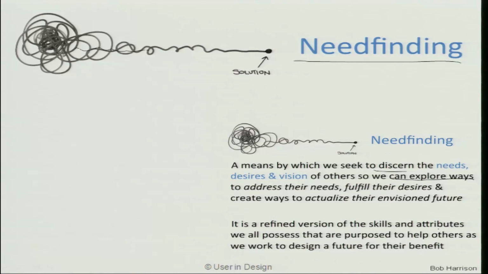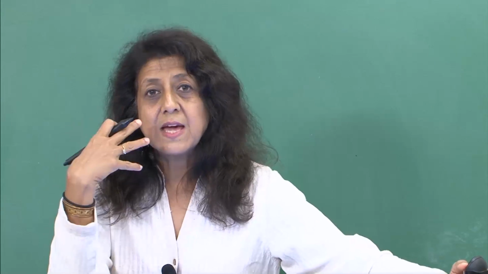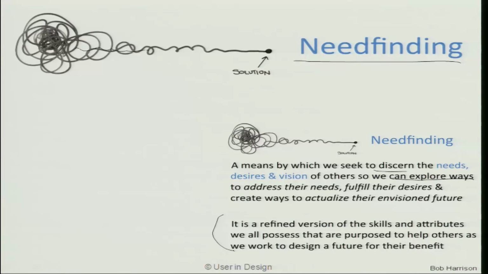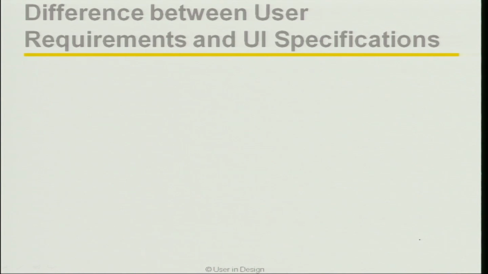It is a refined version of the skills and attributes we all possess that are purposed to help others as we work to design a future for their benefit. So, as I told you, design is a way of life. Design has the power to improve lives. Design has the power to make a huge difference in people's lives. So that is what this is saying. The skills and attributes that we possess that are purposed to help others as we work to design a future for their benefit. So when we design, we're not creating for ourselves, we're creating for other people. So we need to do just that. Focus on those other people.